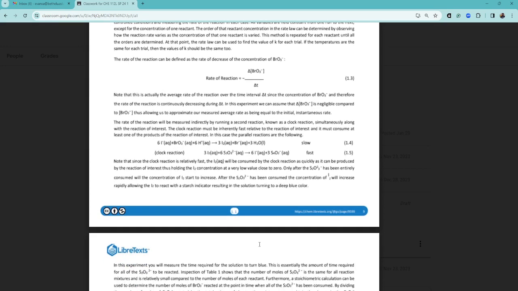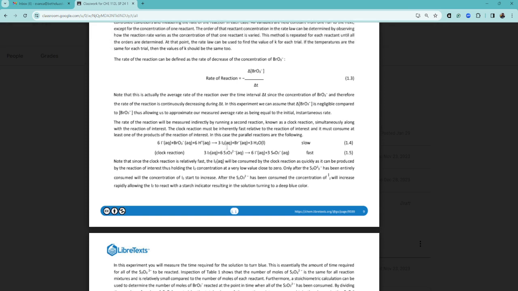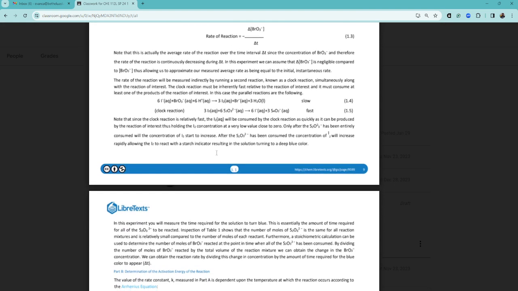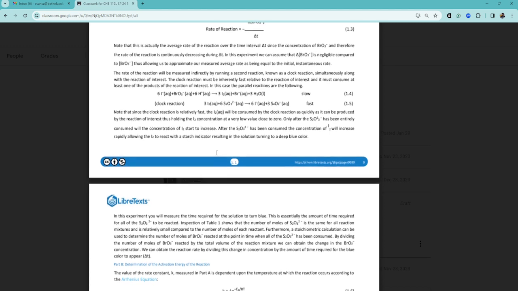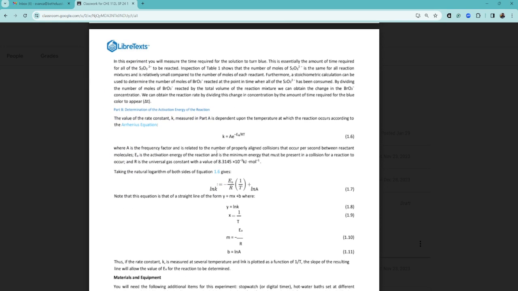So we're going to run the clock reaction, in which the slow step is that we form iodine, and then a trace amount of S2O3 turns it back to iodide, and that's very fast. When that all runs out, the iodine will stay, and so only once the S2O3 is fully used up will we see the deep blue color that will permanently form.